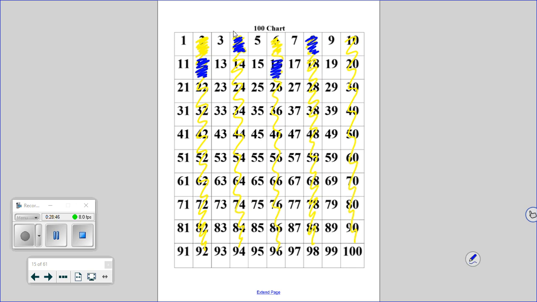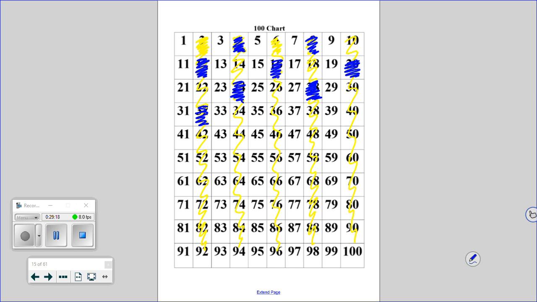Add on another group of 4. What's next, Billy? 20. Add on another group of 4. Ashlyn, what's next? 24. Add on another group of 4. William, what's next? 28. Good. Lainey, add on another group of 4. What's next? 32. Very good.